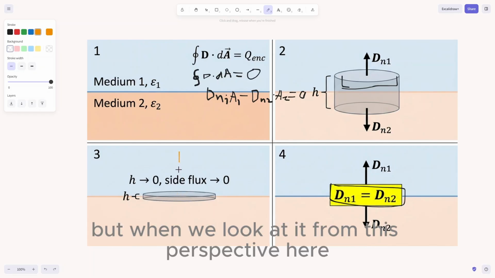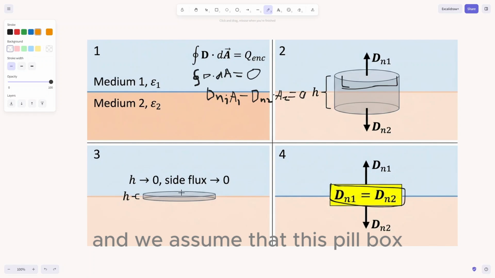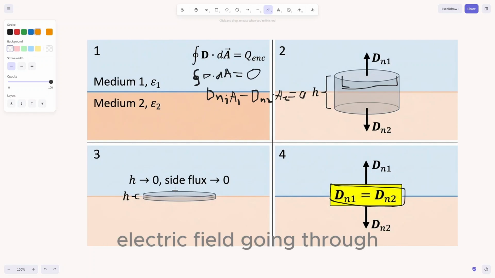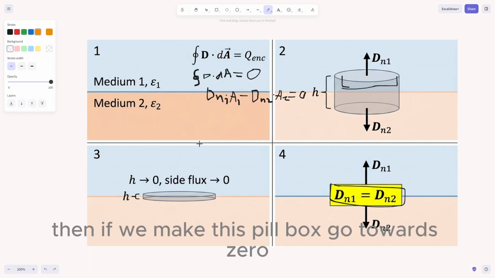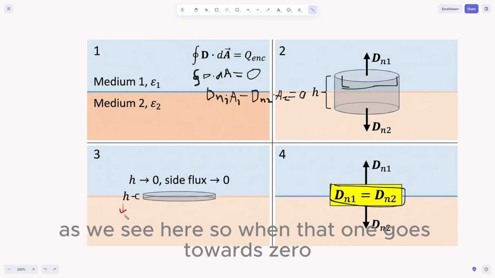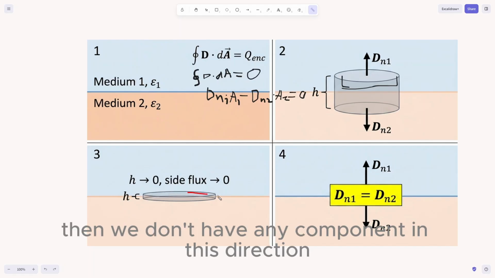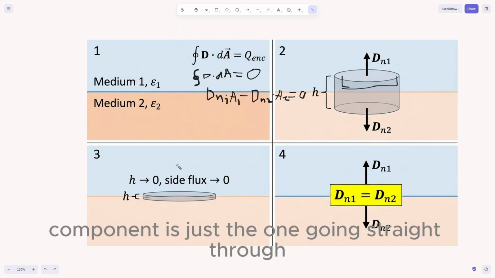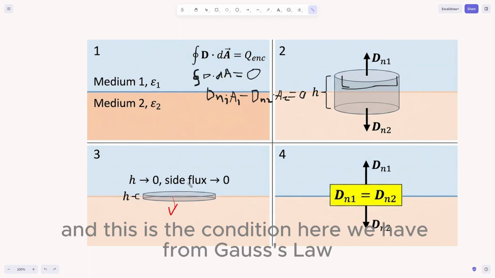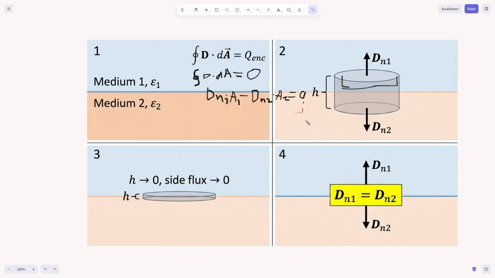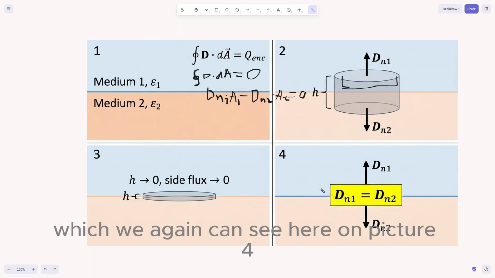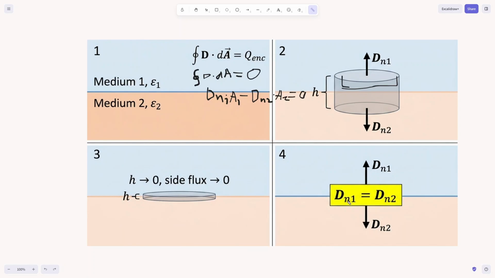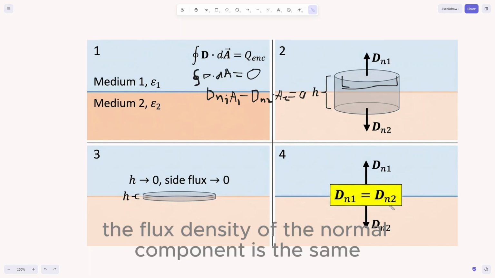But when we look at it from this perspective here, and we assume that this pillbox, where we look at the actual electric field going through, goes towards 0, as we see here, then we don't have any component in this direction. We only have the normal component, and the normal component is just the one going straight through. And this is the condition we have from Gauss's law, which we can again see here on picture 4: at the boundary between the 2 mediums, the flux density of the normal component is the same.